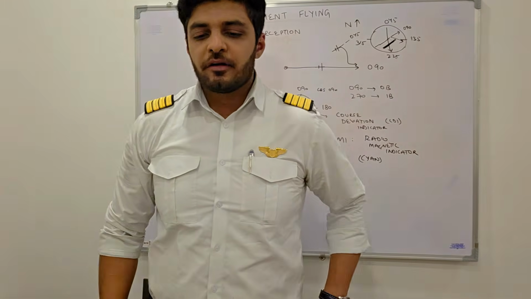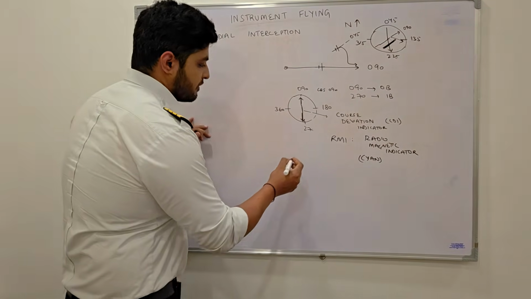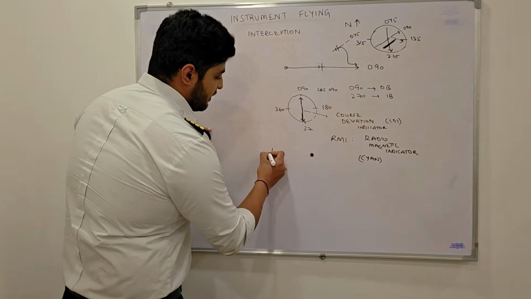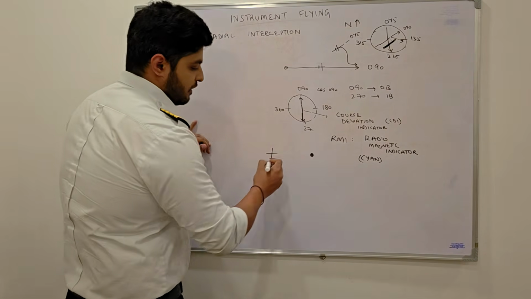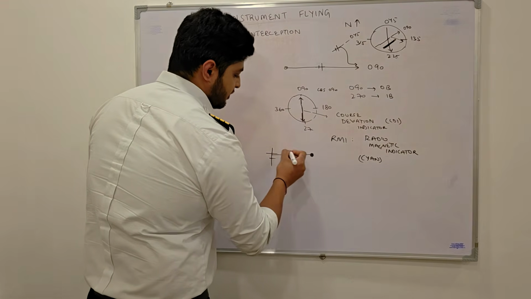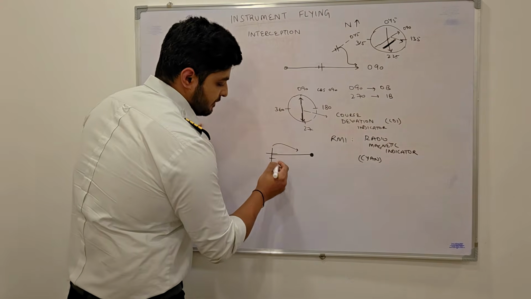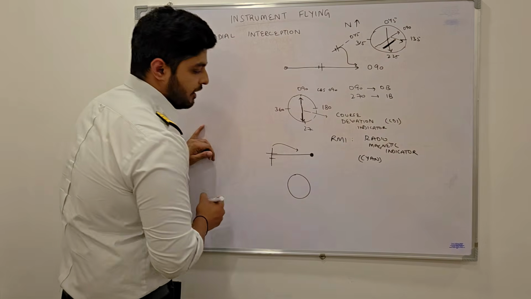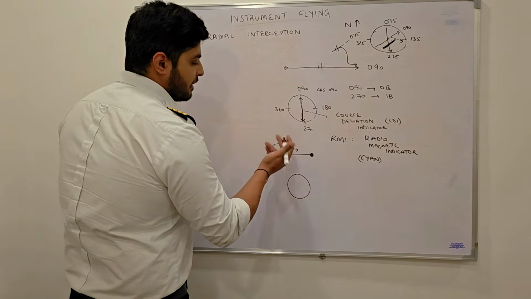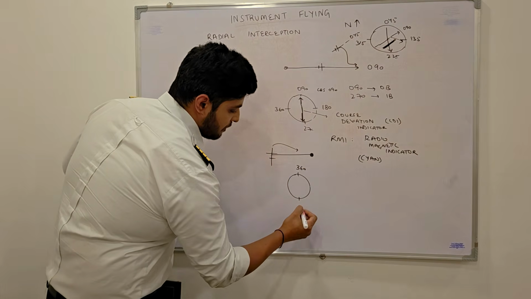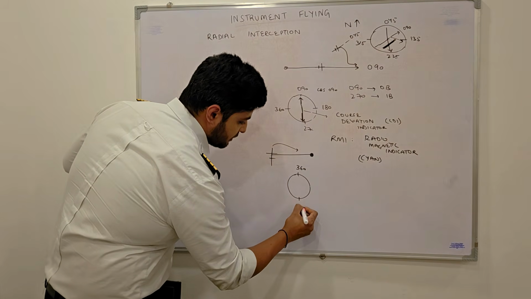RMI is a very important needle. Why? For example, this is a station. I am proceeding somewhere here. So my heading to follow to the station will be somewhere here. So in this case, if I see my HSI, it will show, keeping again north up, my heading is 360. My HSI will look something like this.